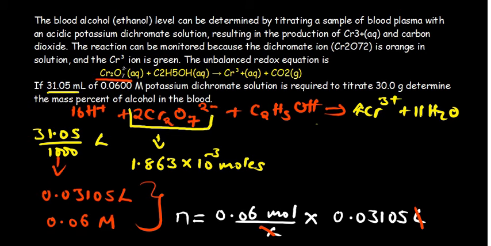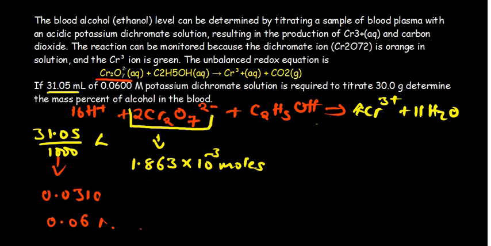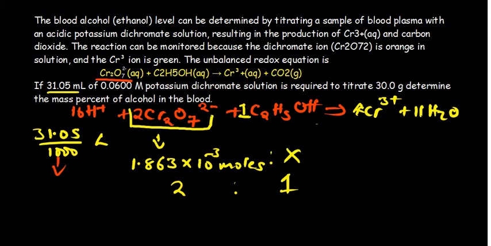So now that we have the number of moles of our potassium dichromate, we are supposed to use the mole ratios between our dichromate, potassium dichromate, and our ethanol. So now these are in the ratio of 2 to 1. For every 2 moles of potassium dichromate, there is a mole of the ethanol. So we have to cross multiply there. If you have 2 moles of potassium dichromate, you have a single mole of ethanol. So it is becoming halved.